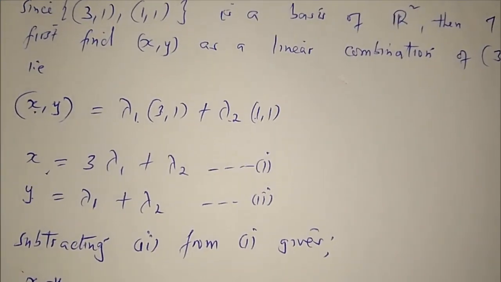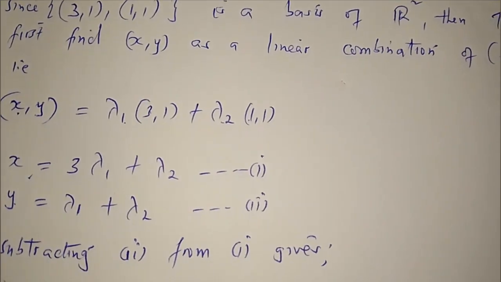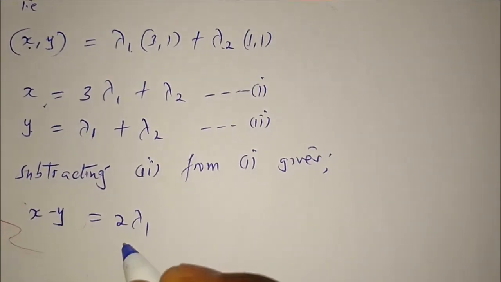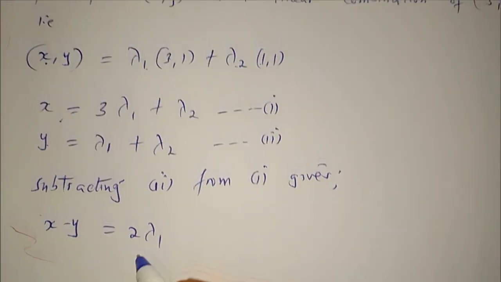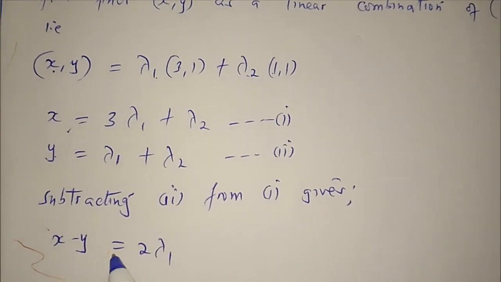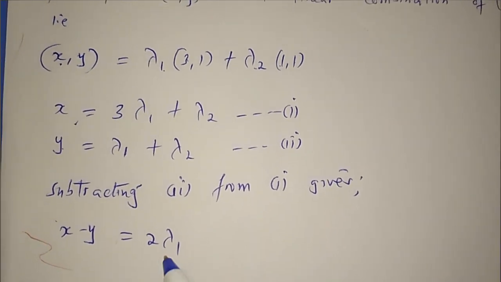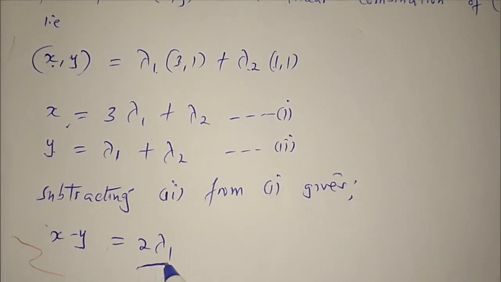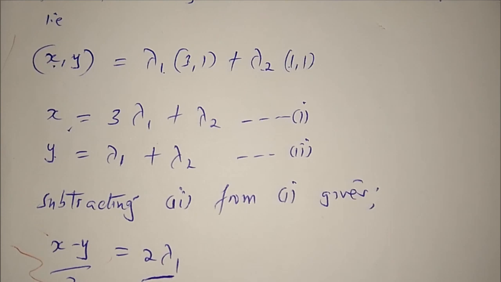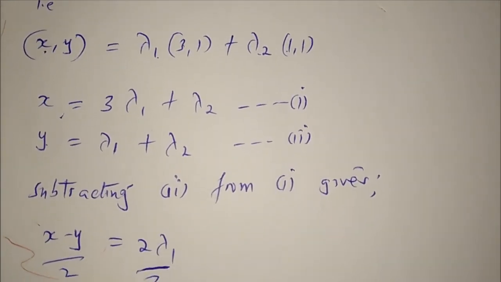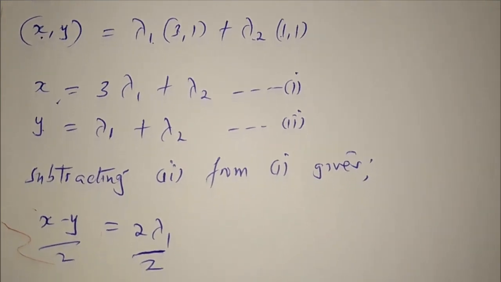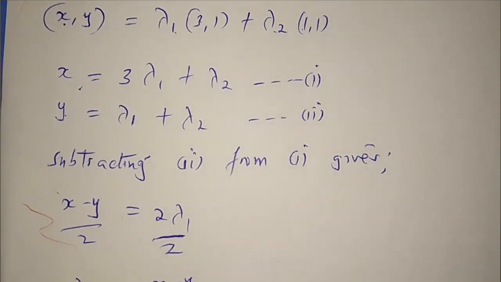To get the value of lambda 1, we divide both sides by 2. Remember, x minus y is equal to 2 lambda 1. So we divide both sides by 2, this 2 goes with this 2, and we remain with lambda 1 as (x minus y) over 2.